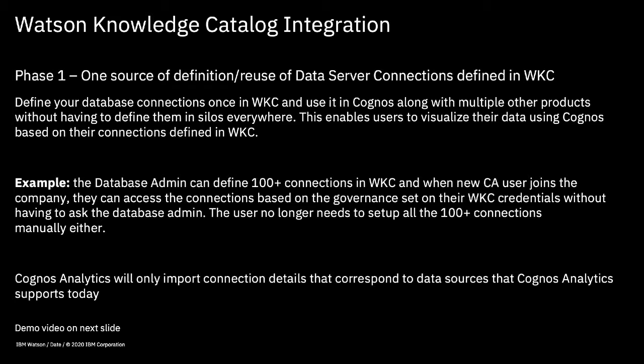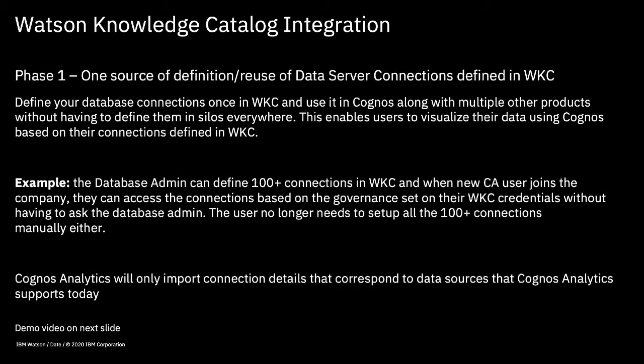So I could have 100 connections in WKC, and with one simple action, I can now make all of those available, along with all of their credentials, immediately available in Cognos Analytics. So I don't have to go set them up individually. This is one of the first integration points we're going to see with Watson Knowledge Catalog. Some of you have been around for a while. With some of the predecessors of WKC, we had sort of lineage capability and things like that. You're going to see those sorts of things coming in the future as well with this.